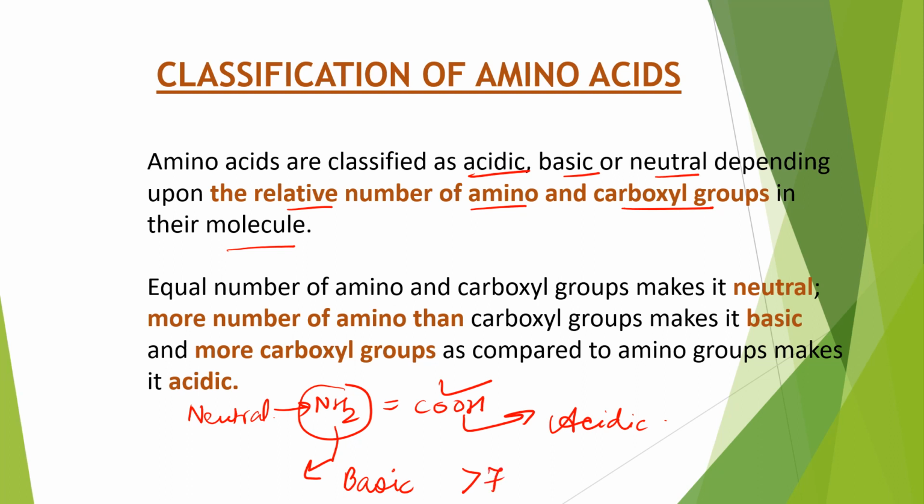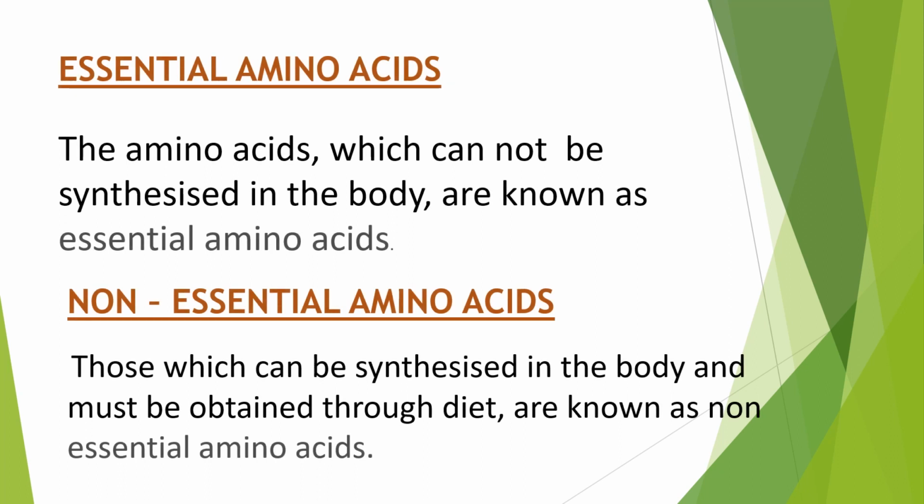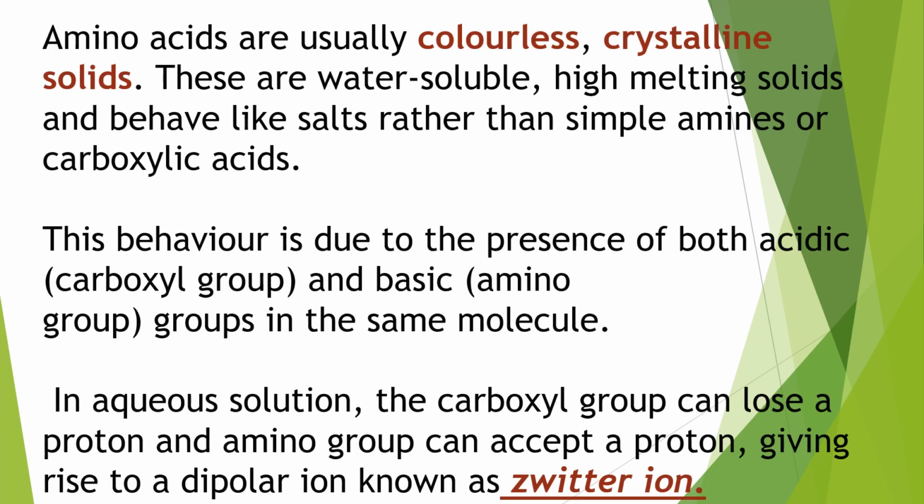Now we will study essential amino acids and non-essential amino acids. So the amino acids which cannot be synthesized in the body are known as essential amino acids. Non-essential amino acids are those which can be synthesized in the body. Some more points we will discuss about amino acids. Amino acids are usually colorless, crystalline solids.